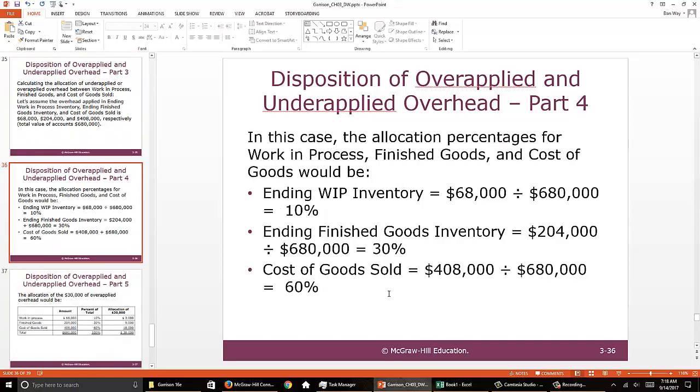So in this case, the allocation percentage we would use would be calculated as such. So ending work in process, again, 68,000 in applied overhead was sitting there. So 68,000 divided by our total of 680,000 is 10%. Similar idea for finished goods, 204,000 in applied overhead divided by the 680,000 total applied overhead is 30%. And then cost of goods sold, 408,000 in applied overhead divided by the 680,000 in total applied overhead, or 60%.